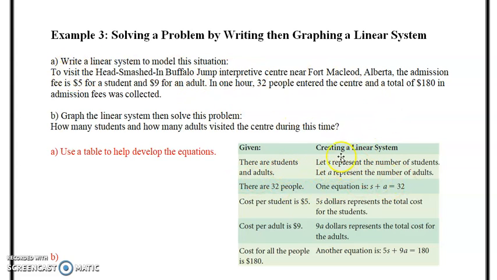So first thing we do is we take our variables and we let them equal something. In this case, we let S equal the number of students and A equal the number of adults. We know that there's 32 people, so A plus S or S plus A is going to equal 32. $5 a student, so we use 5S for the variable, $9 an adult, so we'll multiply 9 times A. So the second equation is going to be 5S plus 9A is equal to 180, right?